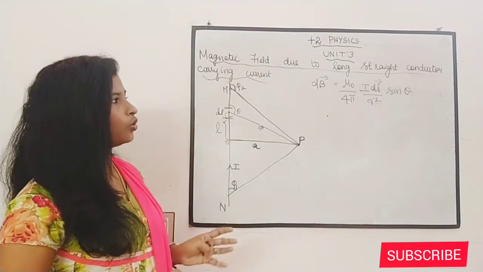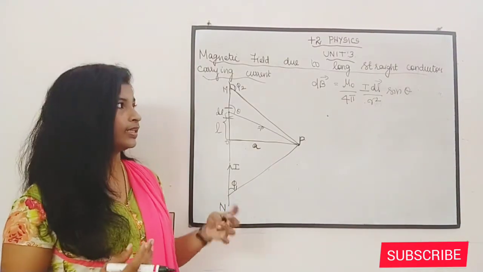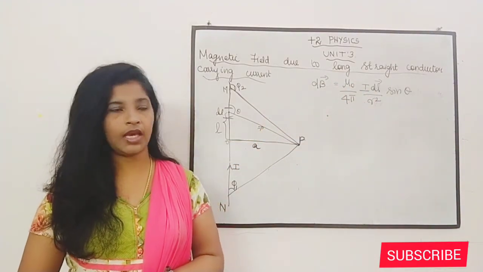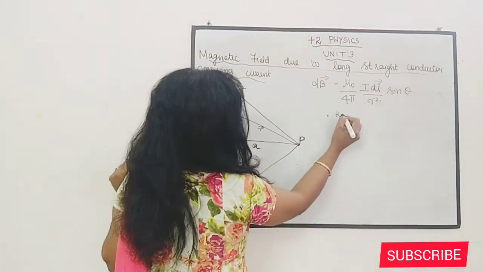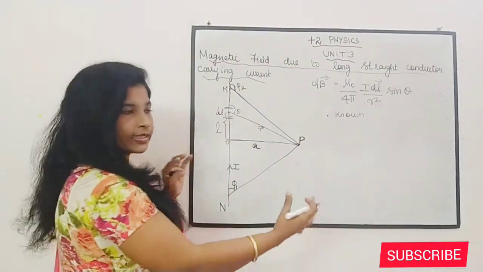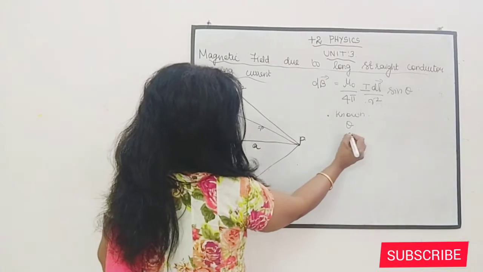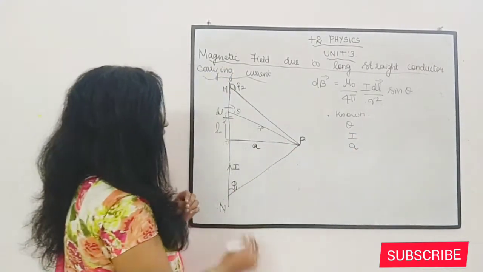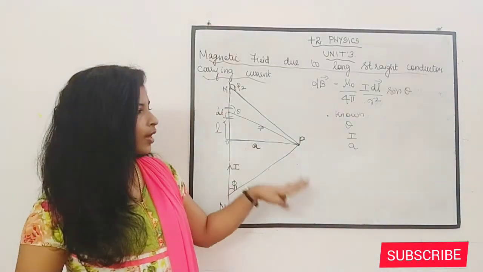Okay, so now what we are going to do is convert the terms here into known values. The known values are: theta is known, the angle is known, how much current we pass we know, at what distance we take the point we also know, and the length is also known.